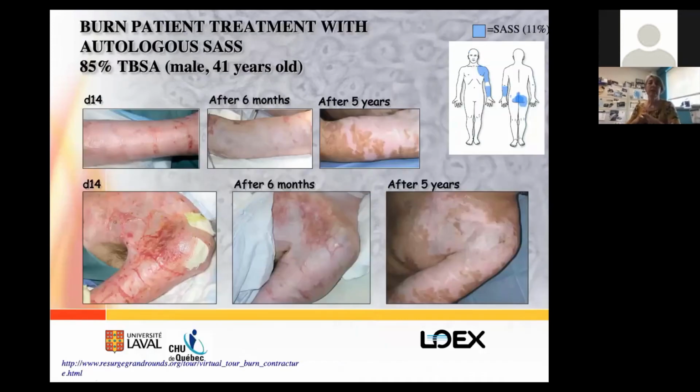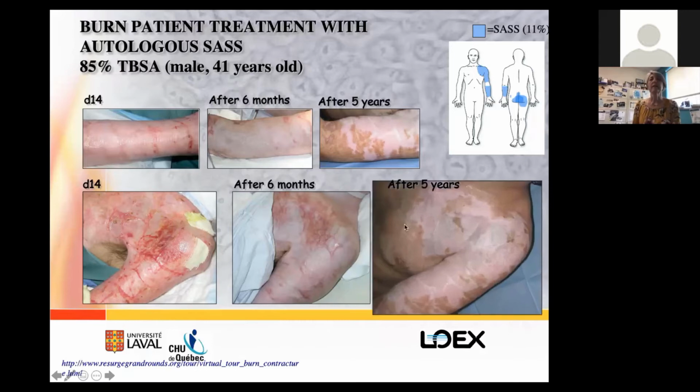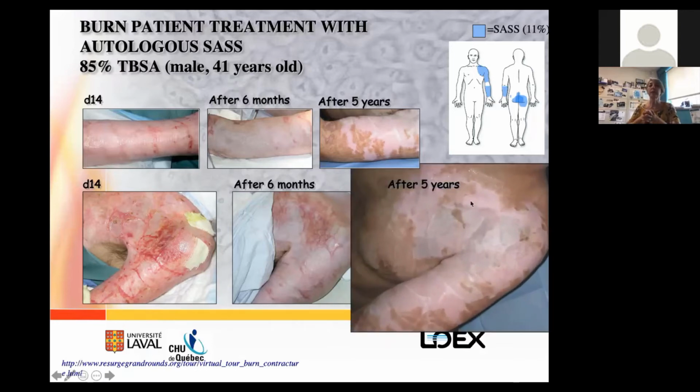The second patient that I want to show you is a male that was burned on more than 80% of the surface area. We have treated only 10% of the surface, but after 5 years, you can see an example of the result, and it was very interesting for surgeons, patient, and us. In this place, usually for burn patients, the surgeon observes a pathological scar such as a hypertrophic scar or contracture. We never observed this pathological scar in this place when we treated patients with SAS.